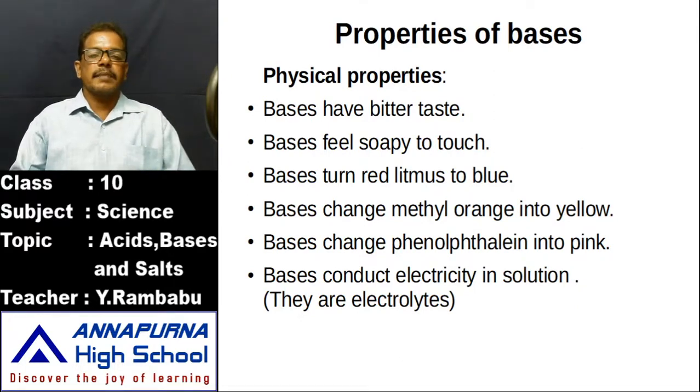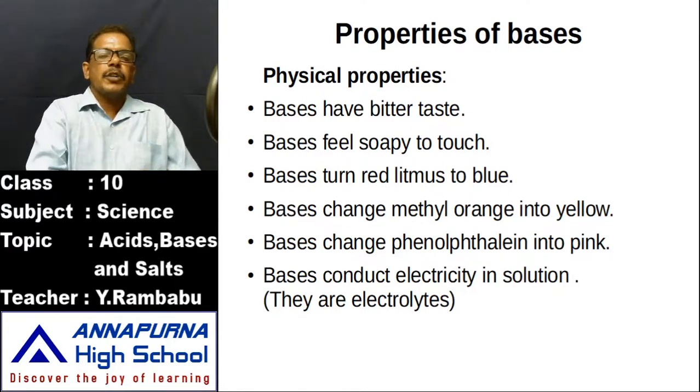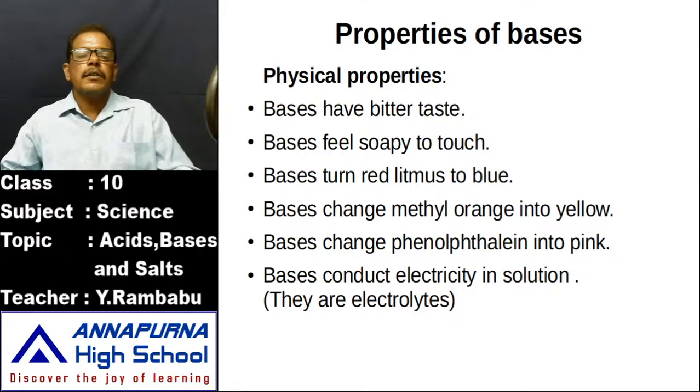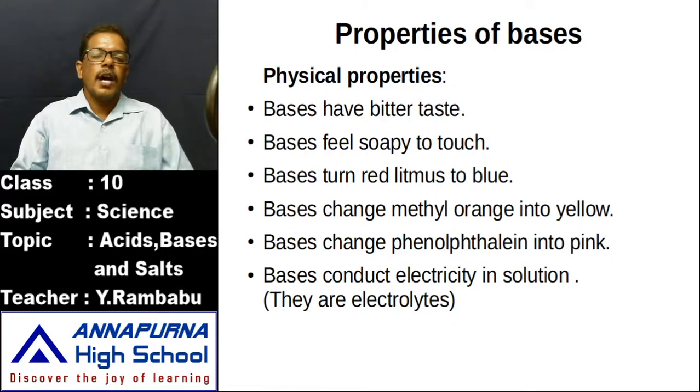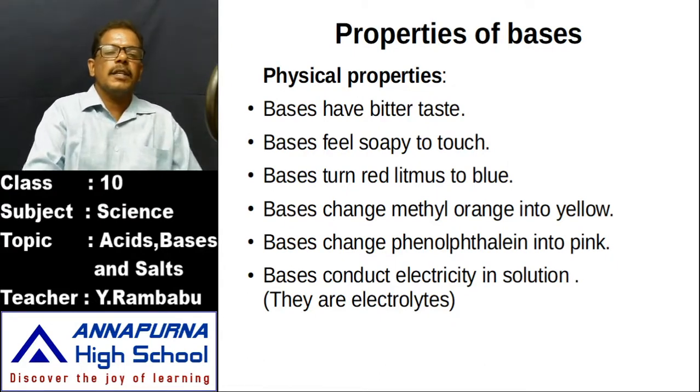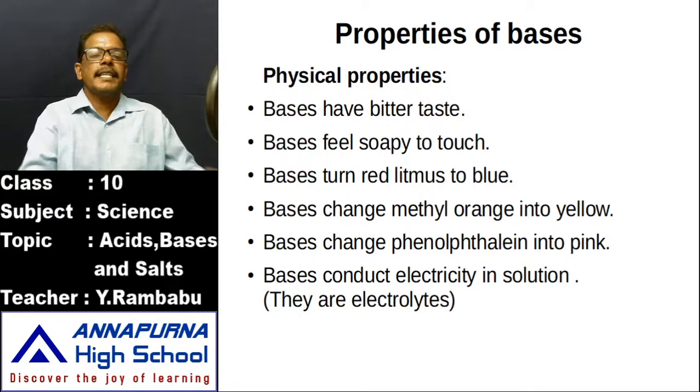Next, other indicators, methyl orange and phenolphthalein. Bases change methyl orange into yellow. Methyl orange is an orange color indicator. When 2 or 3 drops of methyl orange are added to a substance, if it turns yellow, then it is a base. Like that we decide. Then about the phenolphthalein indicator. This phenolphthalein indicator is a colorless solution. Bases change this phenolphthalein indicator into pink.